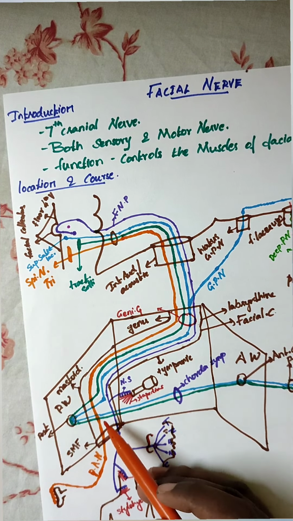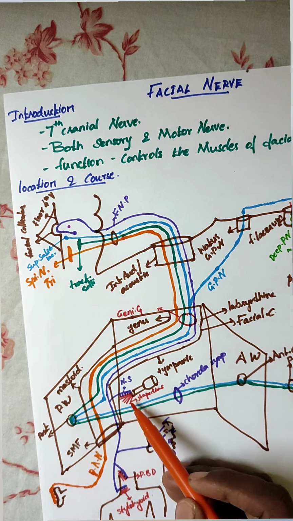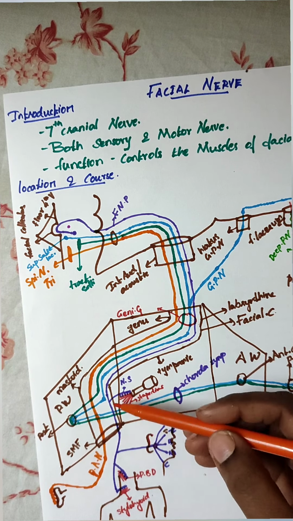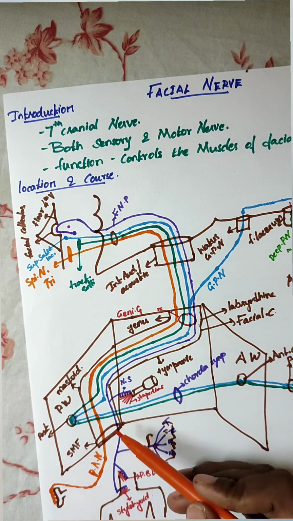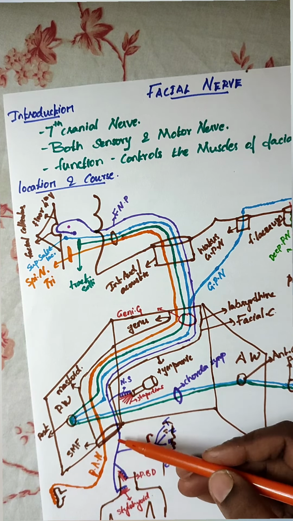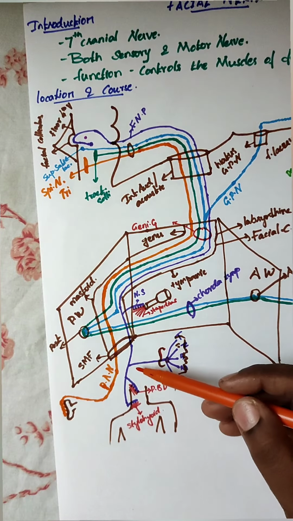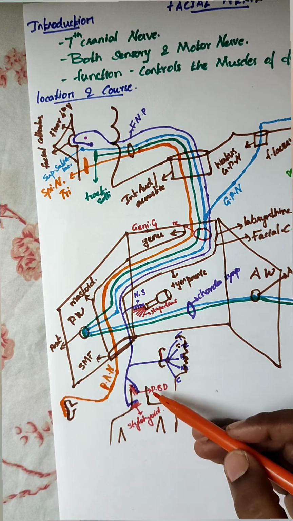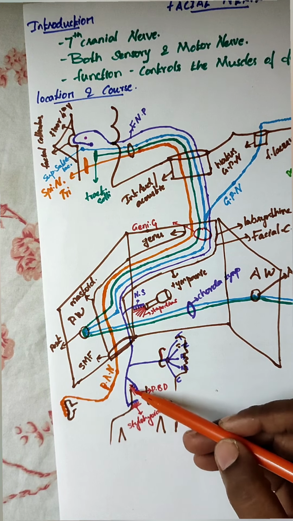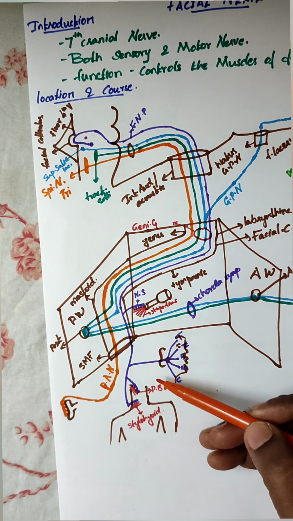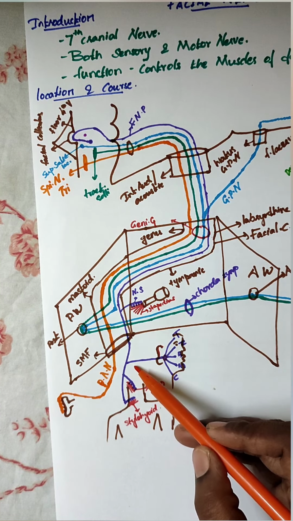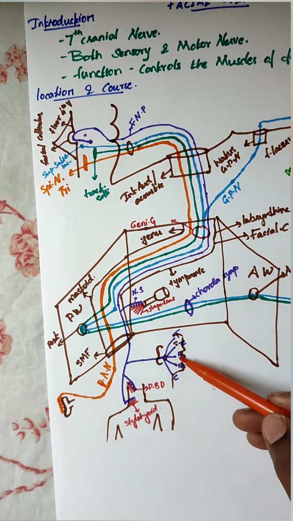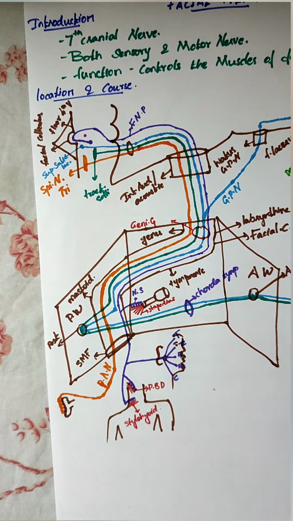downward. While running downward, it gives rise to a branch known as the nerve to stapedius, to the stapedius muscle, and then it comes out of the facial canal through a foramen known as the stylomastoid foramen. After coming out, it gives rise to two branches. One branch runs downwards and supplies the stylohyoid muscle and the posterior belly of the digastric muscle, known as the nerve to stylohyoid and the nerve to the posterior belly of digastric. The other nerve enters into the parotid gland, and then it divides into five branches, that is the temporal, zygomatic, buccal, marginal mandibular and cervical branches.